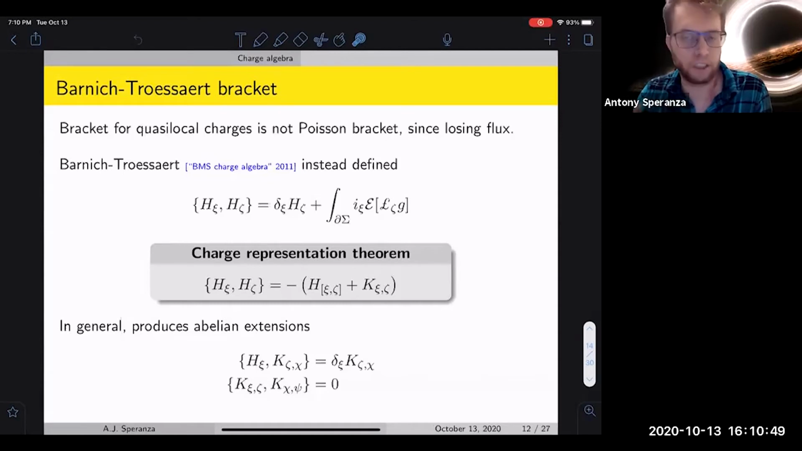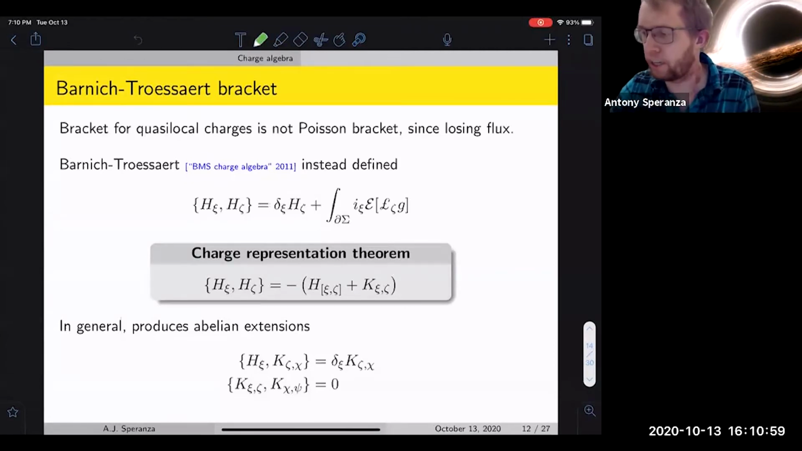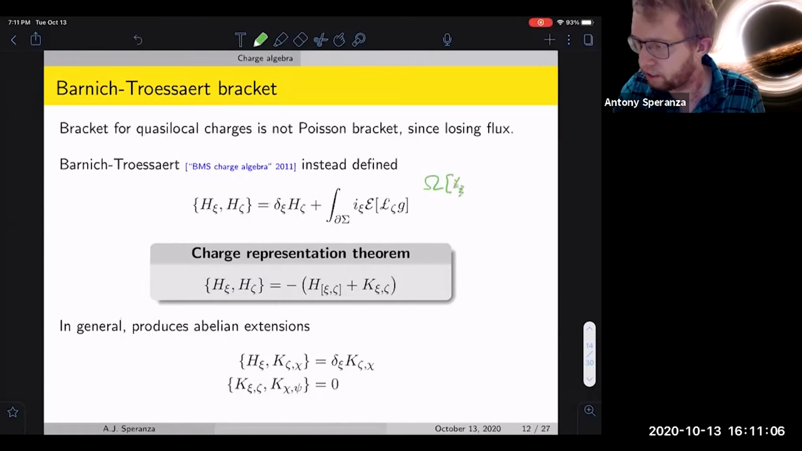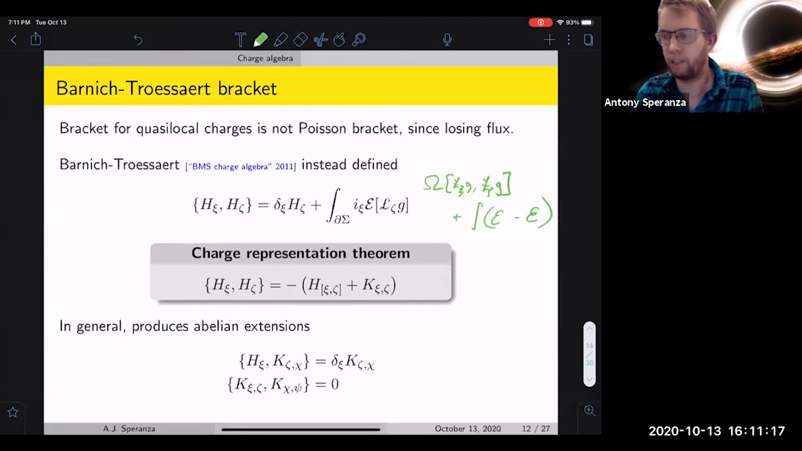It doesn't come from a symplectic form. It doesn't entirely come from a symplectic form on the subregion. So it looks kind of like omega evaluated on Lie zeta G, Lie zeta G, plus something that involves these flux terms. Okay, that is what it works out to be if you work out what this delta C H is. So it's like a correction to the symplectic form.